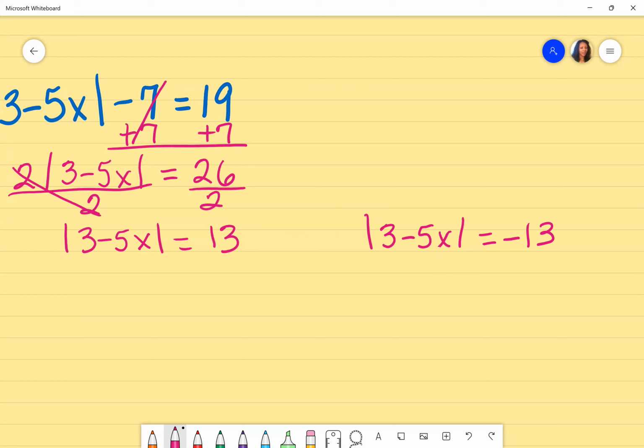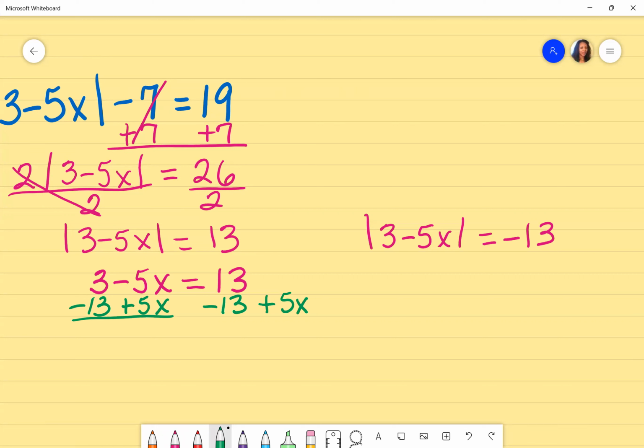So I'm going to drop my bars. 3 minus 5x is equal to 13. I personally don't want my x to be negative, so I'm going to move it to the other side. So I'm going to have a positive 5x here and a positive 5x over here, since I can't combine it with the 13. And now I'm going to move that 13 over. Since it's already positive, I want to make it a negative. That's the inverse. So on both sides, I'm getting rid of something. Once I simplify, I have a negative 10 is equal to 5x.